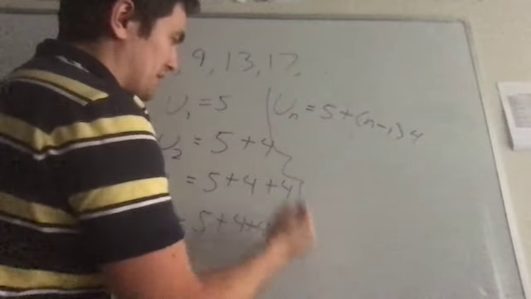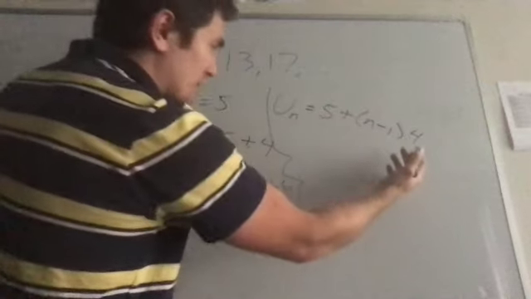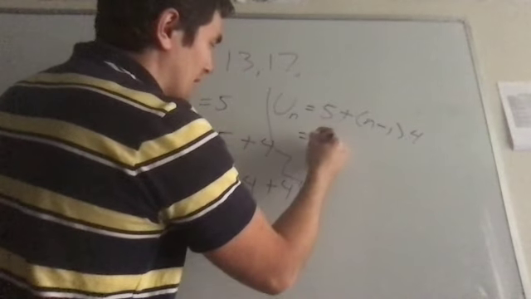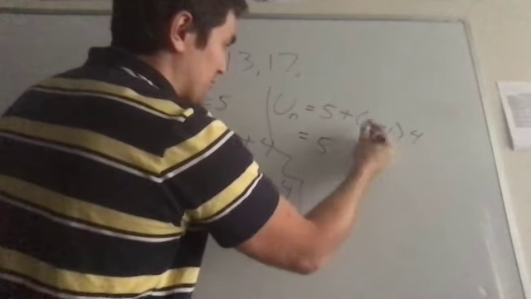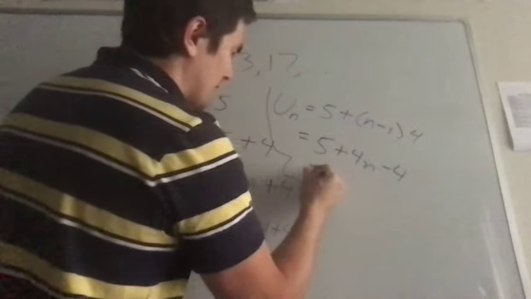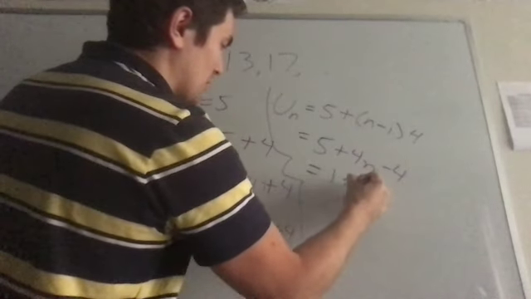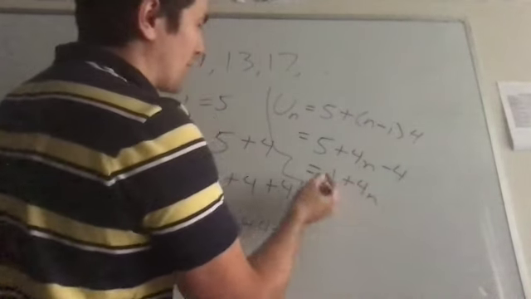Okay. I seem to have a tendency to write at an angle when I'm on the camera. Obviously, we can clean this up with a little bit of algebra. We could distribute this 4. This would be 5 plus 4n minus 4. And we can combine like terms. 5 minus 4 is 1, so 1 plus 4n. That's another way to write the nth term.